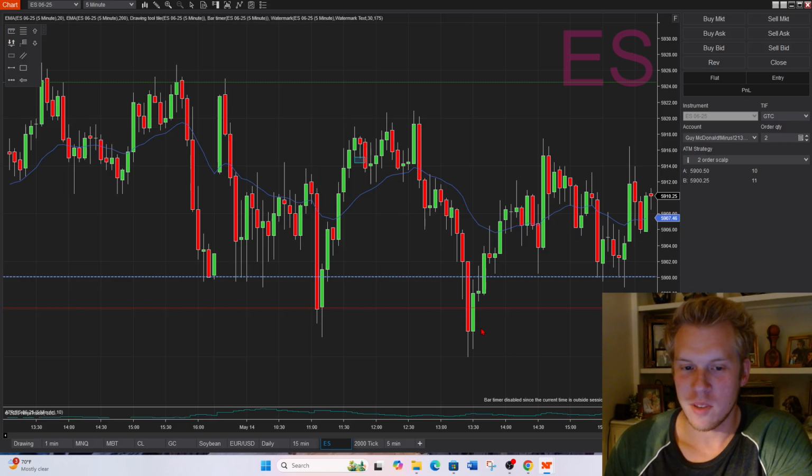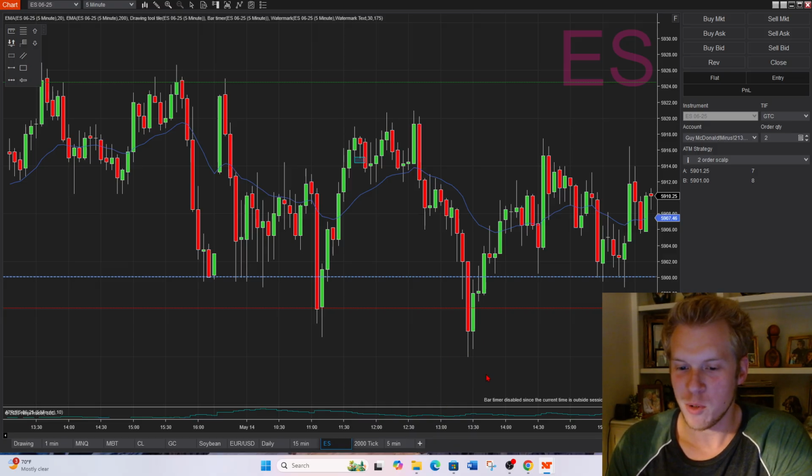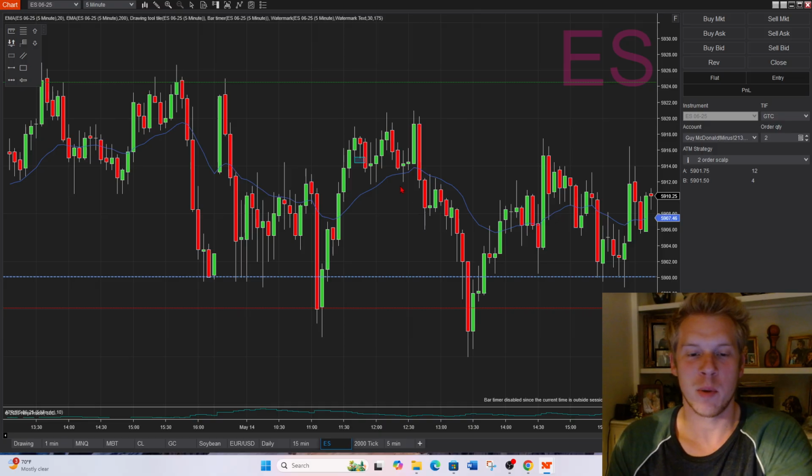I would say the minimum scalp size is about 5 points in the E-mini currently. Sometimes that goes up, especially when we have larger days. But right now, the days aren't too big. Today's range was maybe about 40 points. So that's actually pretty small relative to what we had. So I would call the minimum scalp size about 5 points.